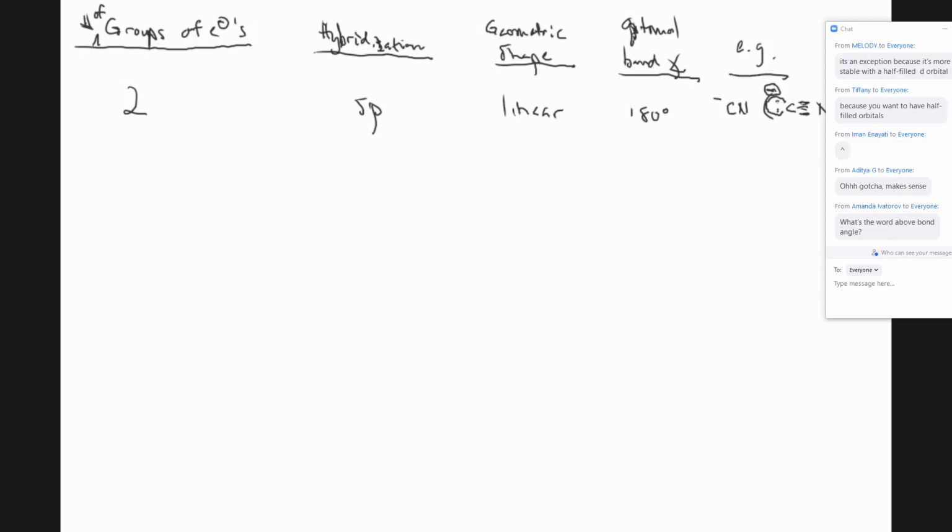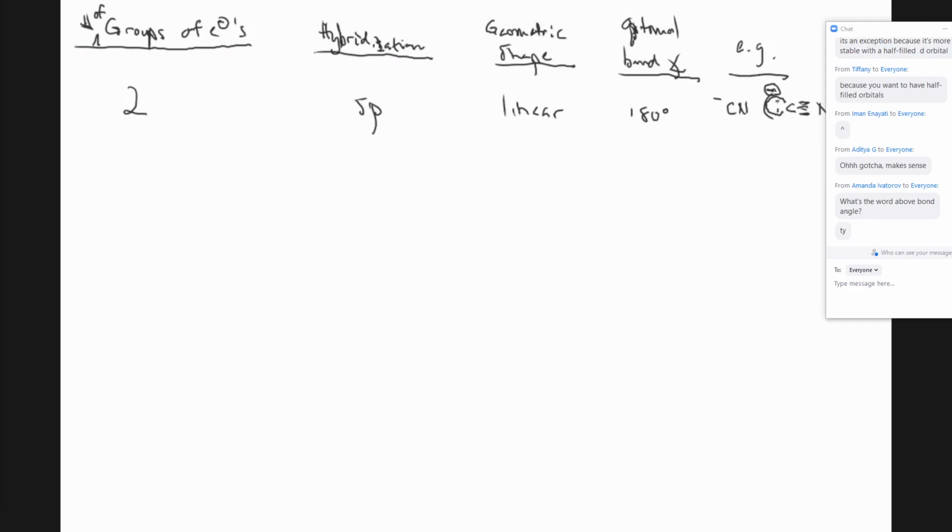Carbon dioxide also works, right? CO2. Optimal bond angle. Sorry, spent too much time answering questions.